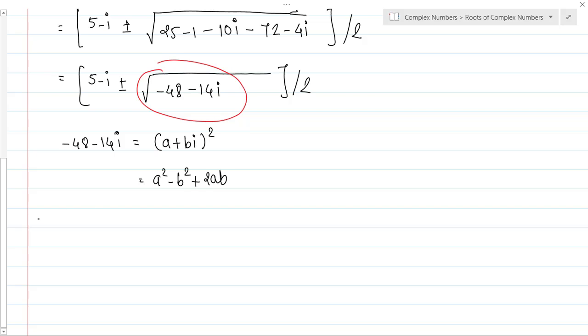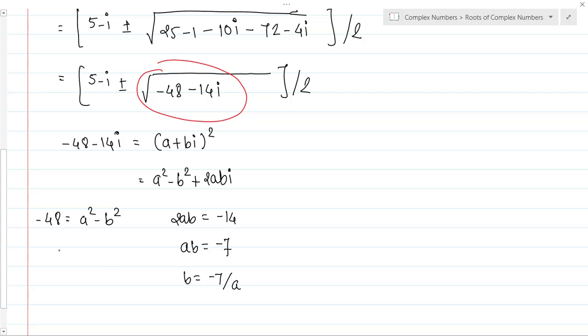Okay, so if I equate this, minus 48 equals a square minus b square, and 2ab i equals minus 14 i. So from here, what is the value of ab? It has come to minus 7. Okay, so what is the value of b? It's minus 7 by a.